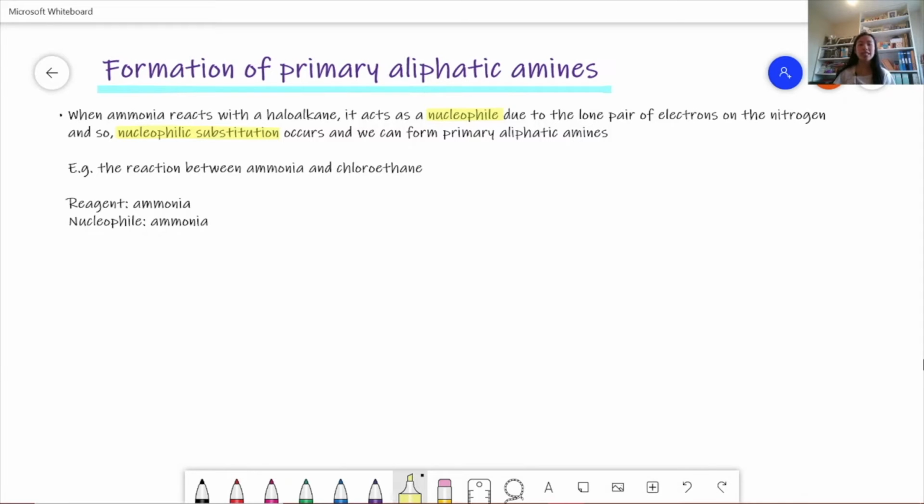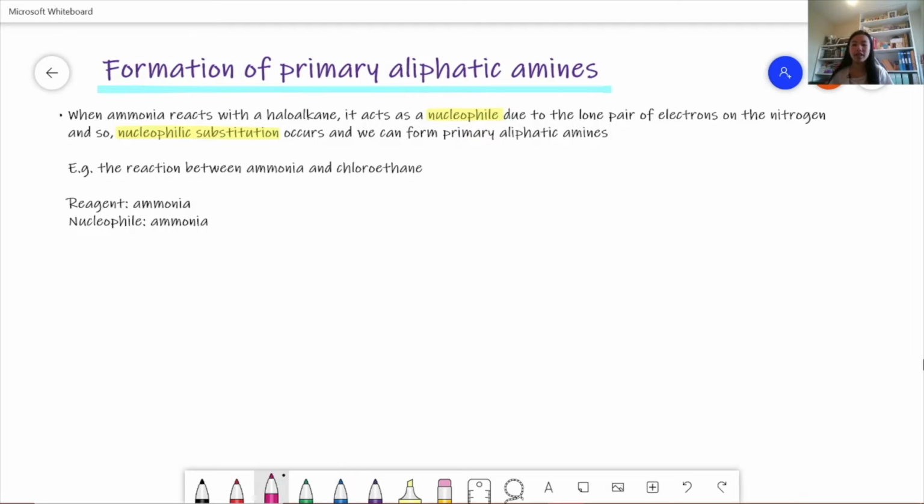Now, we've actually already seen this reaction before in the haloalkanes chapter when we looked at nucleophilic substitution of haloalkanes. So I'm just going to revisit it very quickly. The example I'm going to use is the reaction between ammonia and chloroethane. The reagent we're using is ammonia, and the nucleophile is also ammonia. So we're going to start off with chloroethane.